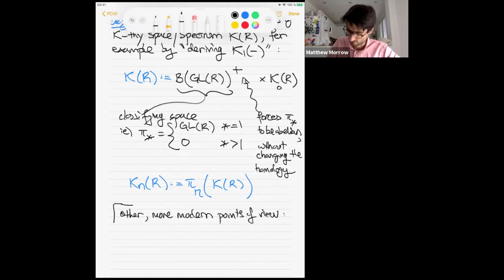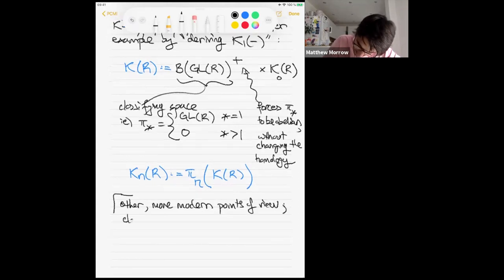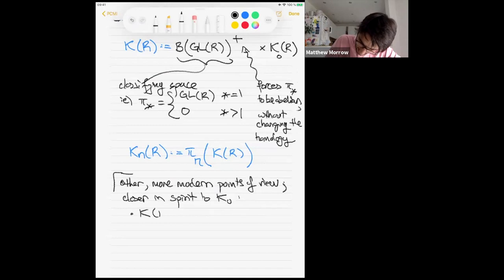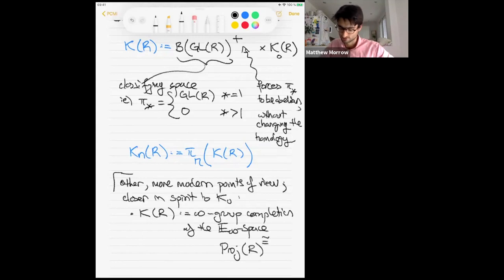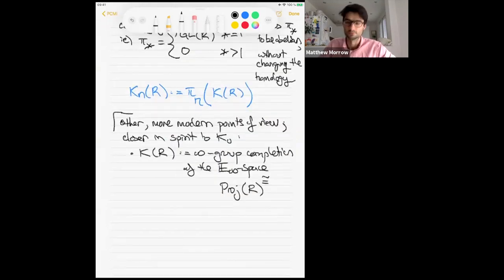Now, from a more modern point of view, something closer in spirit to K0 would be the following. I can define the connective K-theory spectrum by taking the infinity group completion of the E-infinity space given by looking at the category of projective modules and restricting to isomorphisms. That forms an E-infinity space, and group completing it will produce for me a connective spectrum. But if these words are meaningless to you, then don't worry about it.